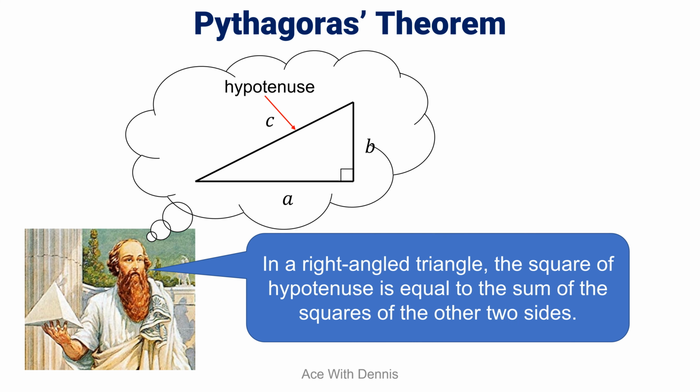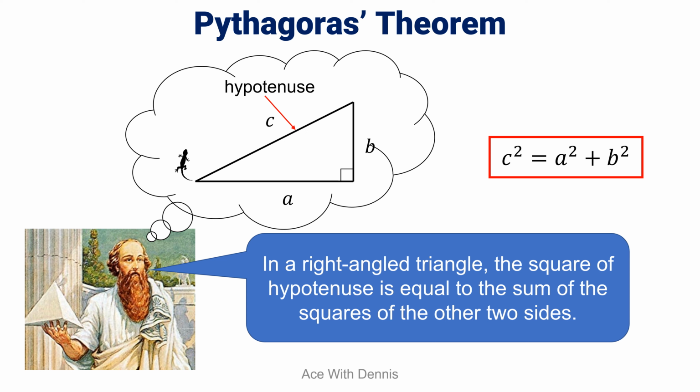According to Pythagoras, in a right angle triangle, the square of hypotenuse is equal to the sum of the squares of the other two sides. And the relationship between A, B, and C can be described in this equation: C squared equals A squared plus B squared. And this is the formula of the Pythagoras theorem. So using this formula, now he can calculate accurately how far the lizard has traveled from one point to another point.